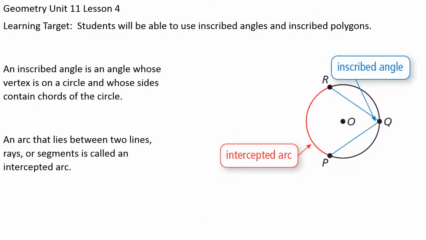Right? Now, of course, when we talk about the chords, we're only talking about the line segments contained within the circle. But of course, those segments can be extended into rays or lines, as the case may be. So that intercepted arc, in this case, goes between point P and point R.